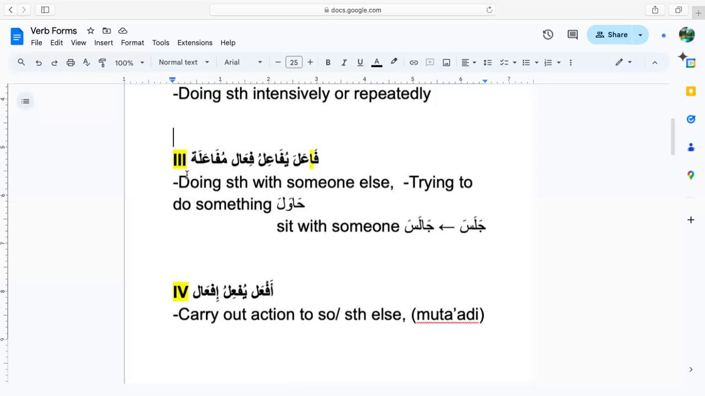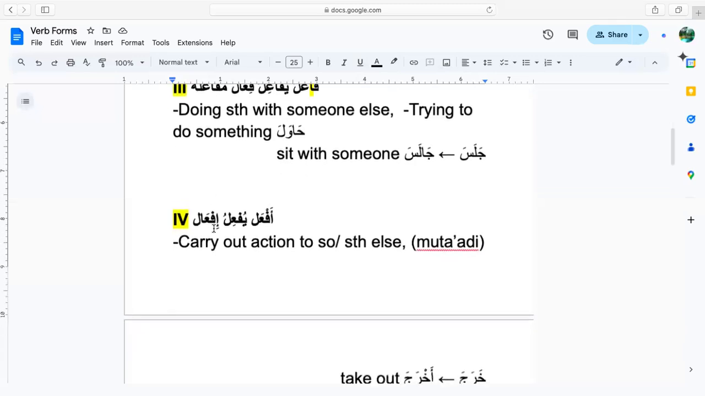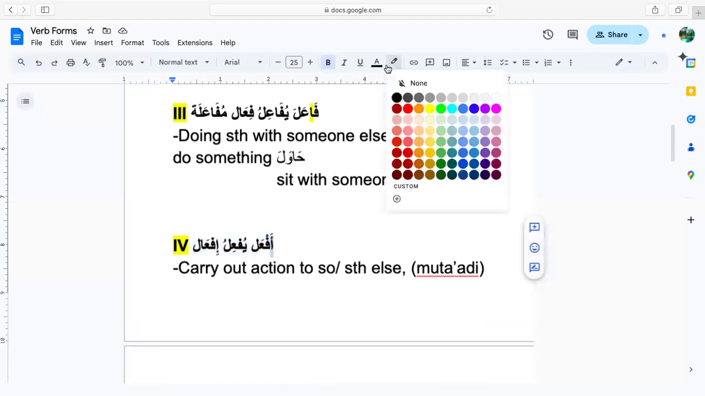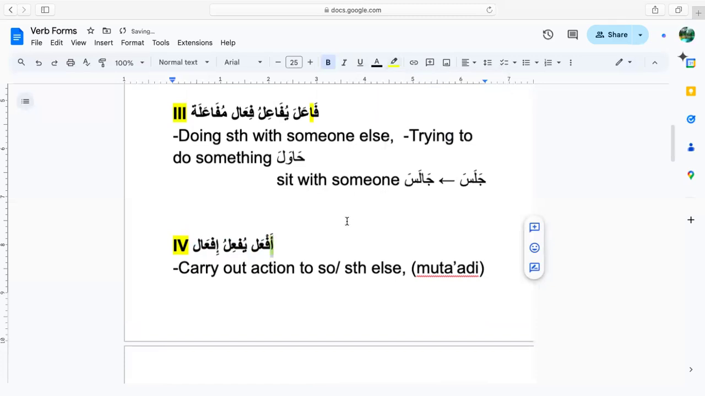فَعَلَ. Next one is the fourth group, so it's got the Roman numeral IV. This is with the extra hamza at the beginning. So it's أفعل, يفعل, and if'al is the masdar.